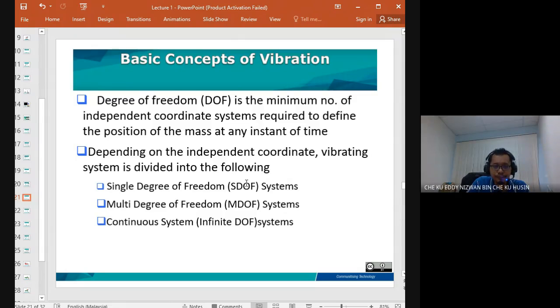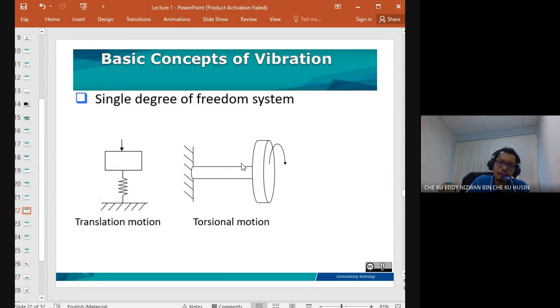Normally we use single degree of freedom and multi degree of freedom. Multi degree of freedom means more than one, and here we cover up to only 3 degrees of freedom. This is a sample of the single degree of freedom: a spring mass system, and this mass has a tendency to move in the vertical direction. This is a single degree of freedom if it can only move in the vertical direction.